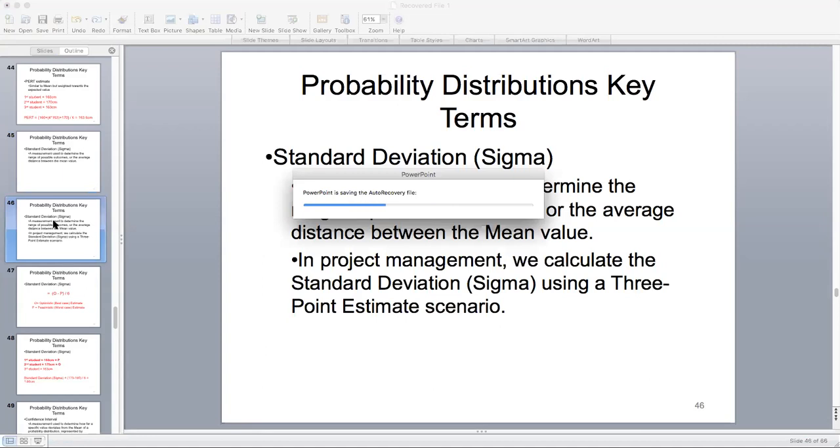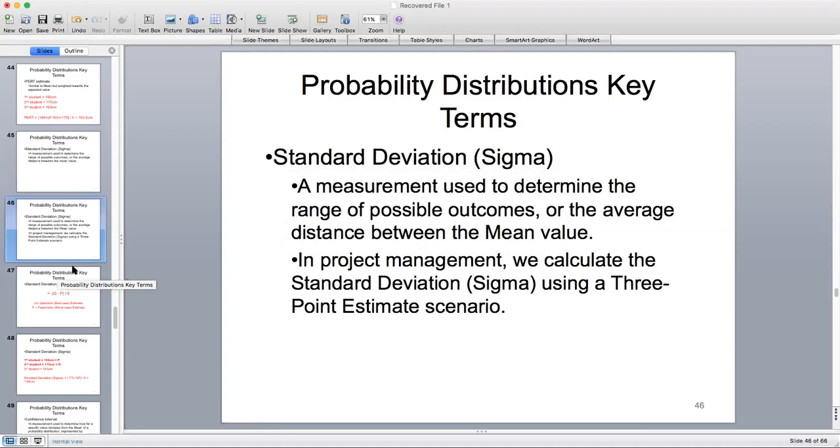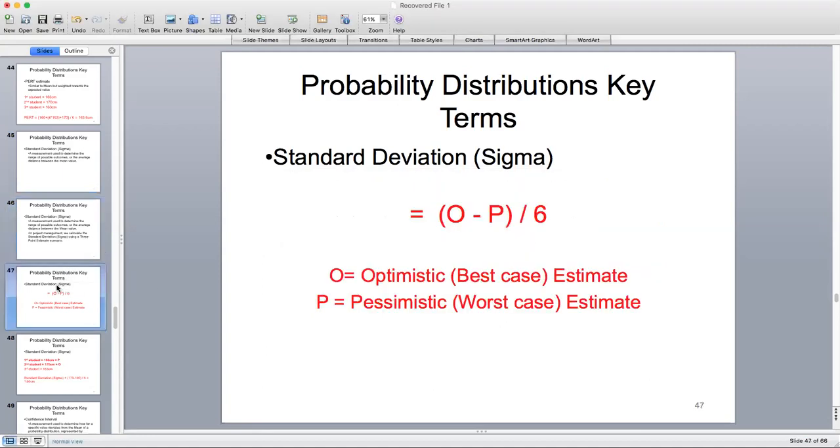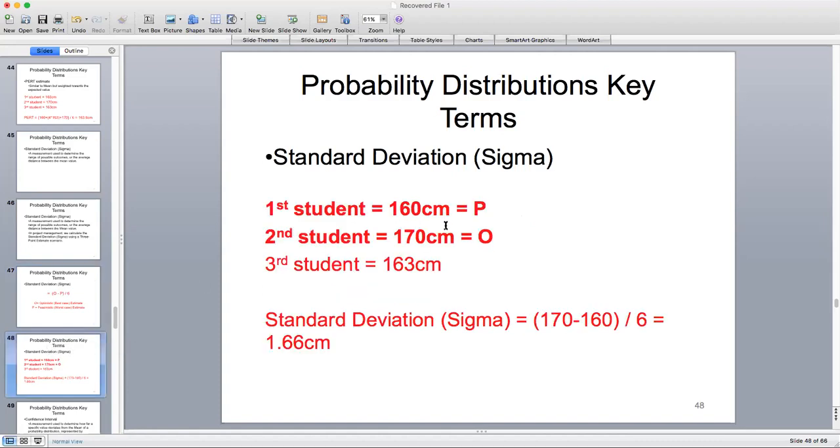It's not the same thing as what you might have learned in statistics. It's a very simple formula. The formula is the optimistic minus the pessimistic divided by 6. Optimistic is the best case scenario and pessimistic is the worst case scenario. So if we take our example again of our 3 students, the pessimistic is 160 and the optimistic is 170. So we just take 170 minus 160 and divide that by 6.